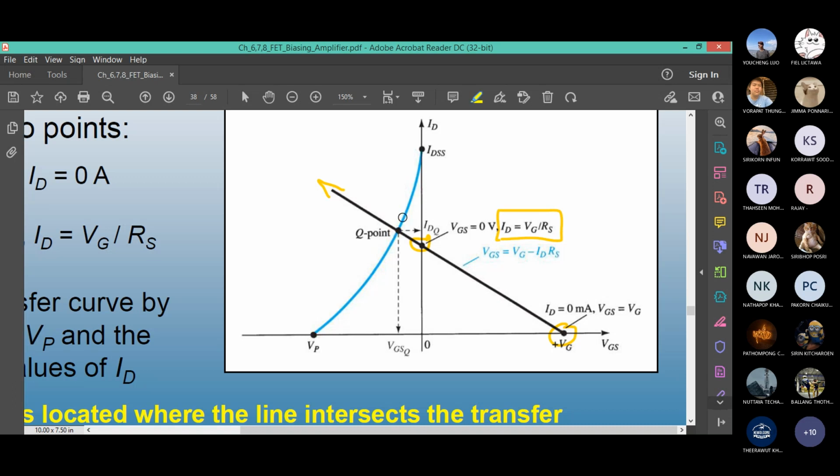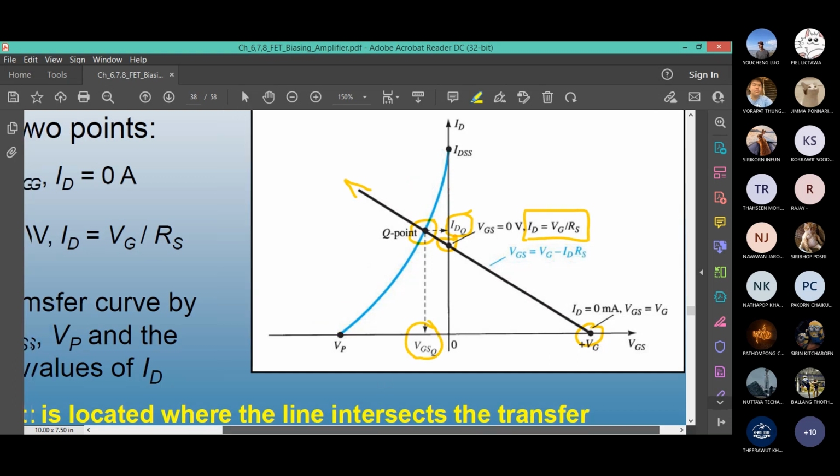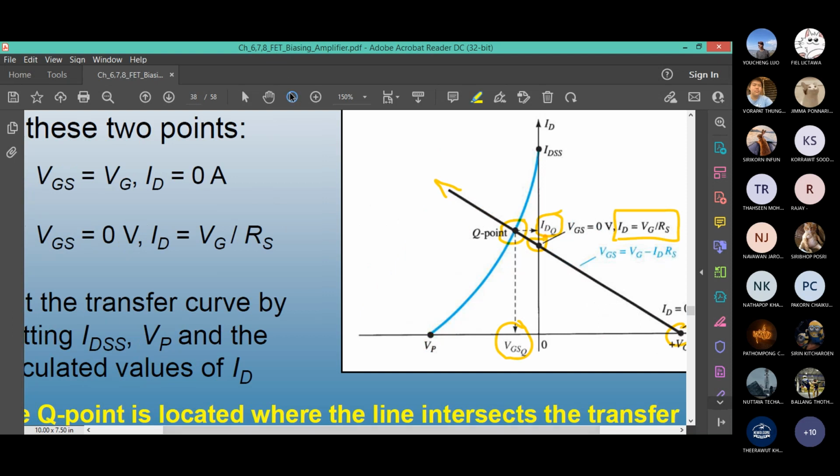You draw this curve. The curve intersects with the load line. And at this load line, what is ID? That is the ID value that you will use to solve the circuit. And this is the VGSQ, which you'll use to solve the circuit problem.